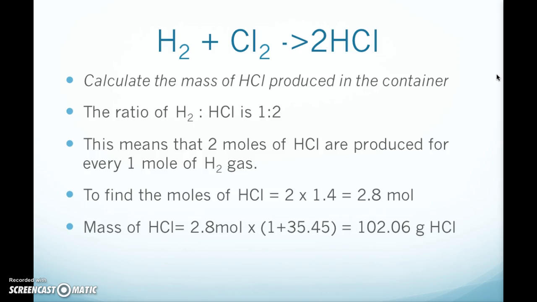So now let's find the mass of hydrogen chloride, and this is from the molar equation. So 2.8 moles that you just worked out times the molar mass of hydrogen chloride, which is 1 for hydrogen, plus 35.45 for chlorine, and that equals 102.06 grams of hydrogen chloride gas. So in this sealed container, what you end up with is hydrogen chloride gas and excess hydrogen left over, and the limiting reagent is the chlorine gas.